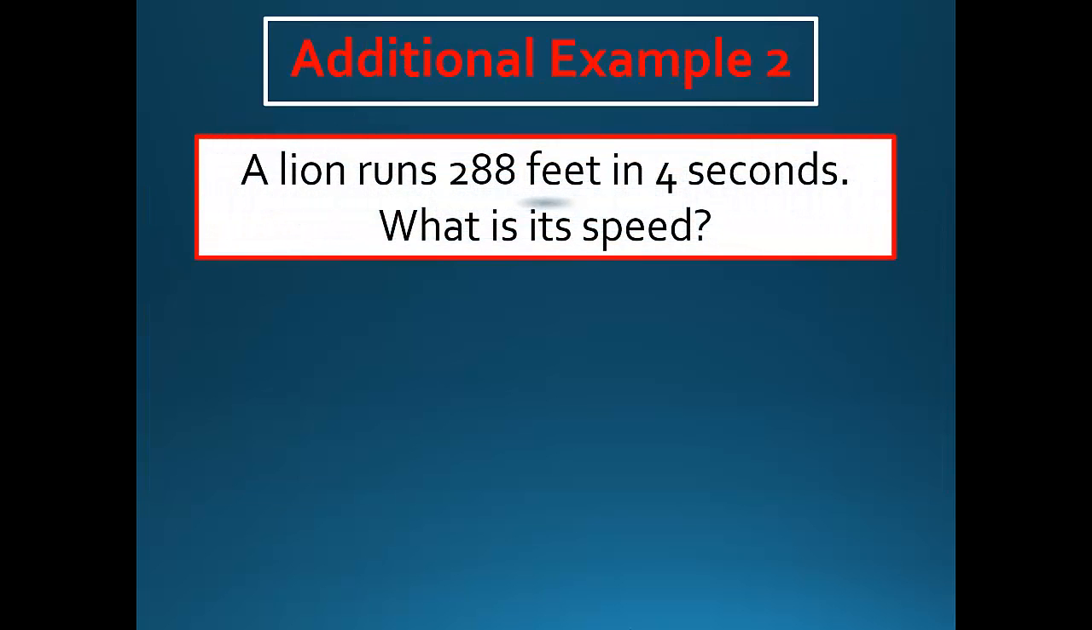Now we have an additional example. You can pause the video and try it on your own, or you may follow along. A lion runs 288 feet in 4 seconds. What is its speed? First, we're going to write down our formula.